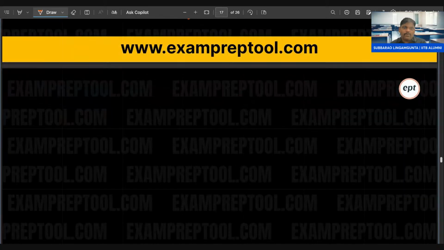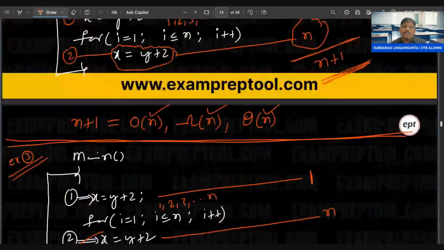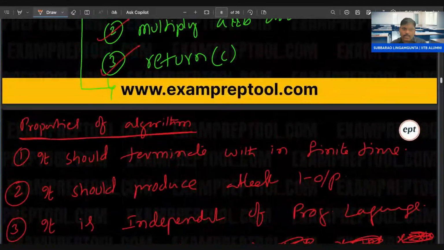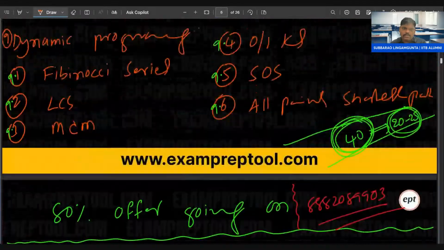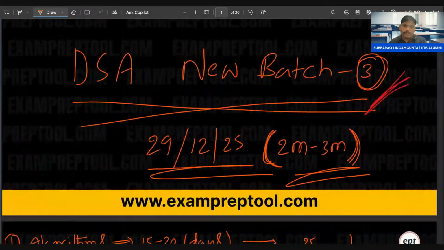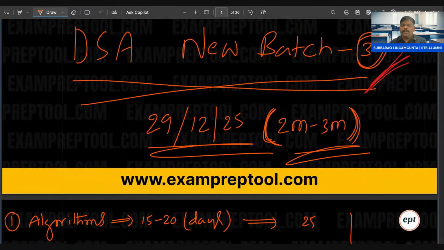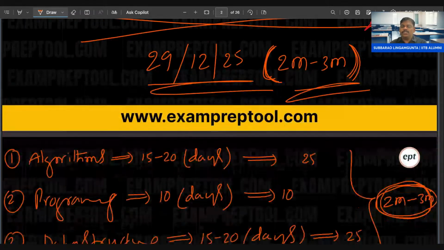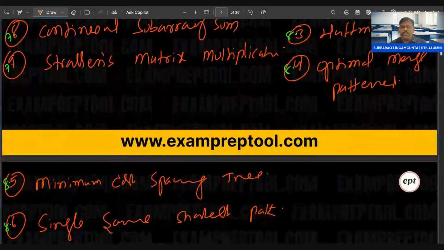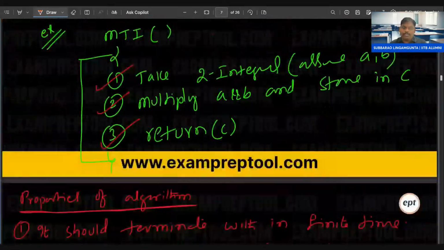I think this batch has just started. DSA batch number 3 started on the 29th. It will most probably be over in 2 more months. The syllabus will be over in 2 more months, and practice will be over; the upper bound is 5 months. Within 5 months, you will be good in DSA.